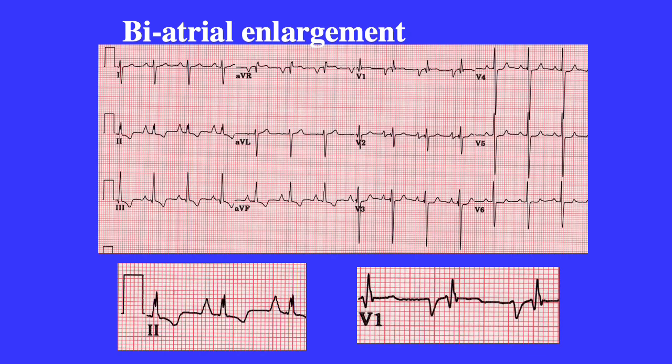When both left and right atria are enlarged, in limb lead 2 you will see a tall P wave, while in lead V1 there is a negative terminal component of the P wave, suggesting left atrial enlargement. So this EKG shows biatrial enlargement.